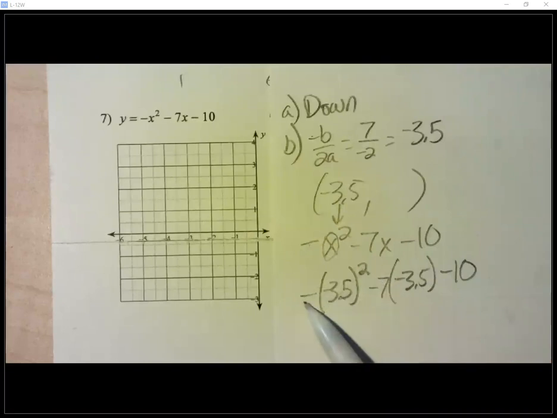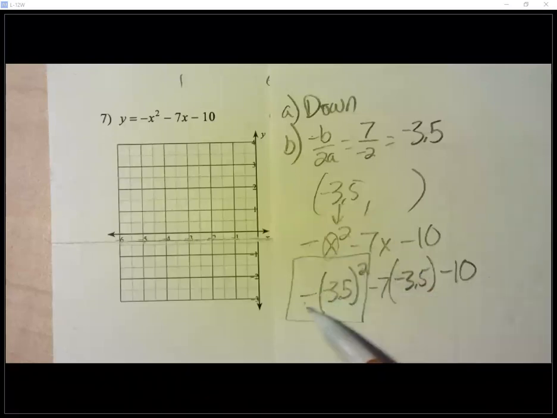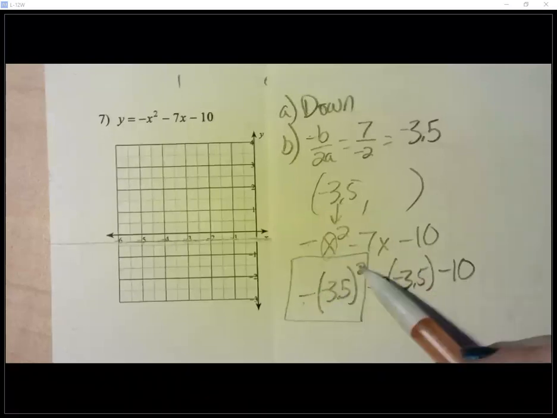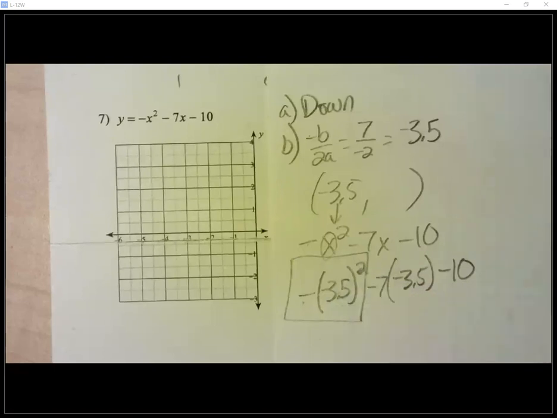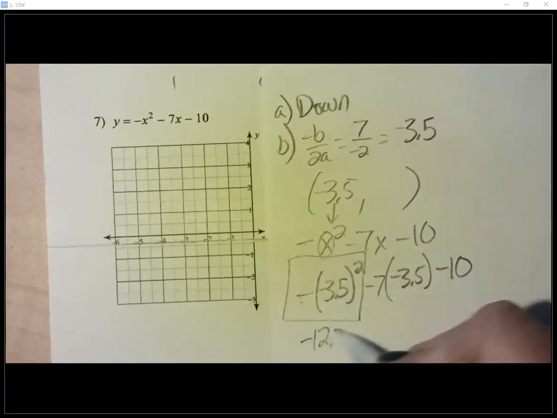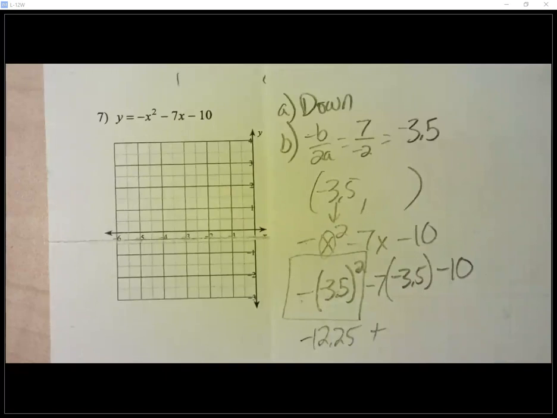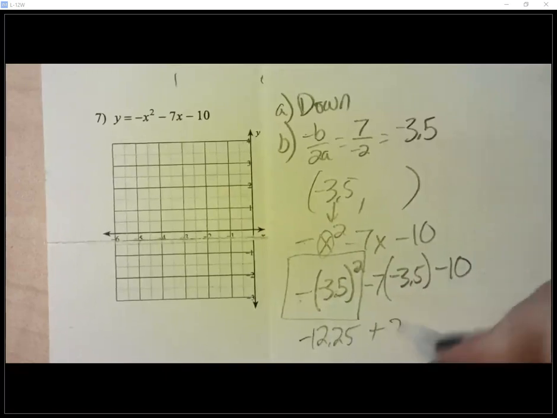So this chunk right here, I know so many of you are like, oh, minus a negative, it becomes positive. You've got to do the exponents first. So we're going to do negative 3.5 squared first. Take the opposite. So that's actually a negative 12.25. And then that'll be a plus 7 times 3.5, which is 24.5, minus 10. And then my calculator does all that stuff for me.